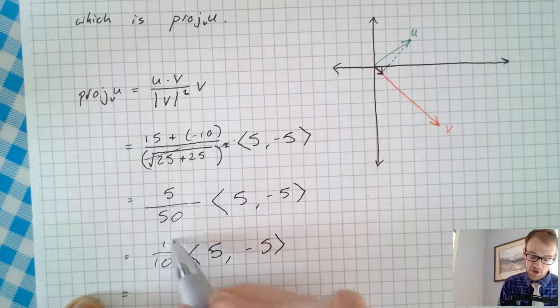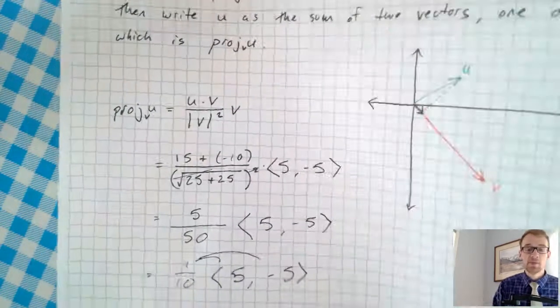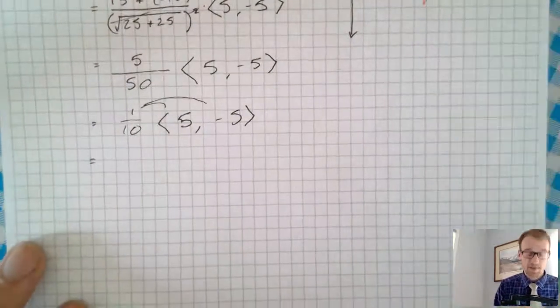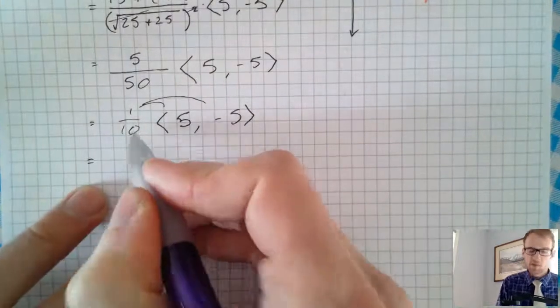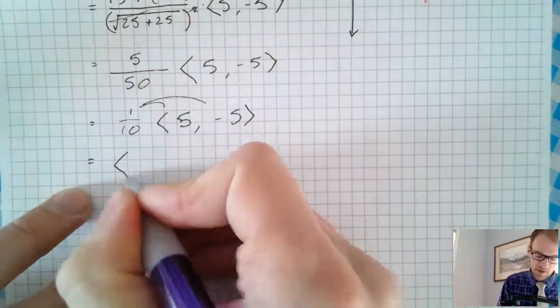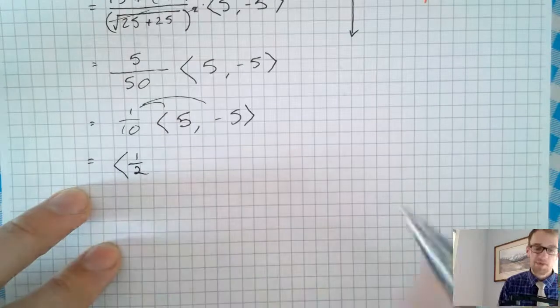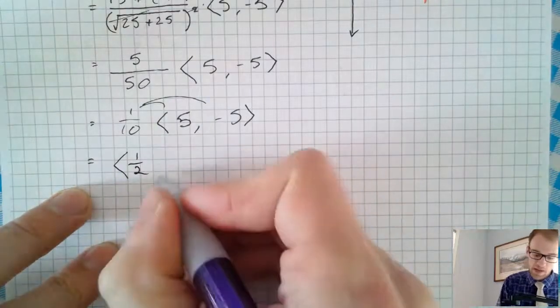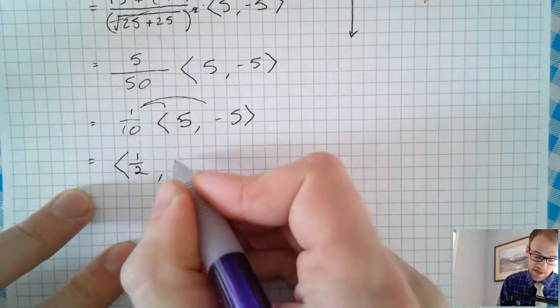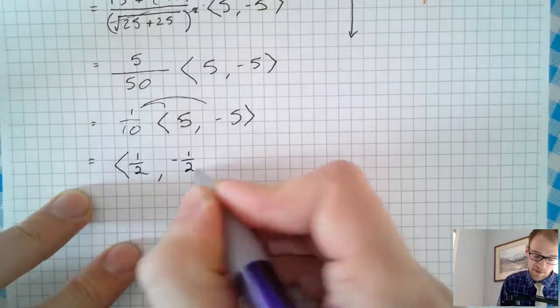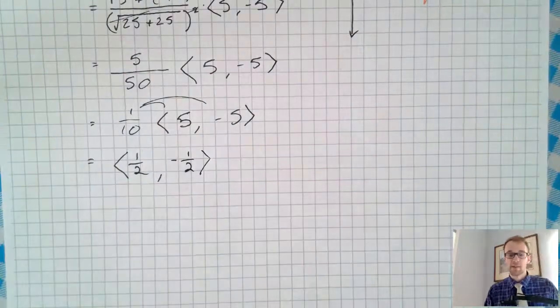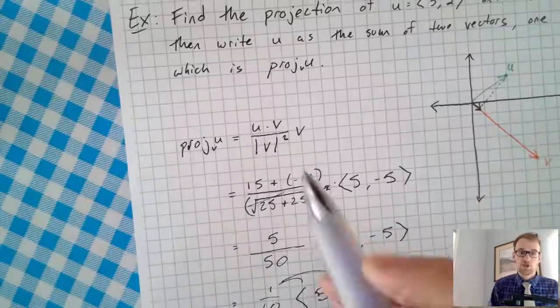and when I distribute the 1/10 in and multiply that times both my x and y components, we get 5 times 1/10, that's going to be 5/10, so I'm going to skip a step and just simplify that right now to 1/2. And then negative 5 times a tenth would be negative 5/10, which simplifies to negative 1/2. Okay, so this is the projection of u onto v.